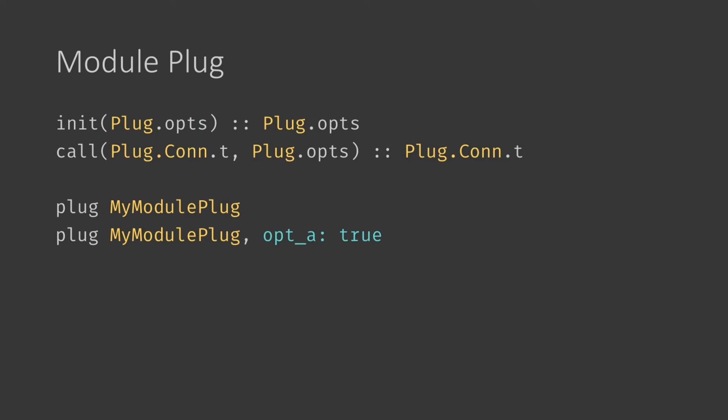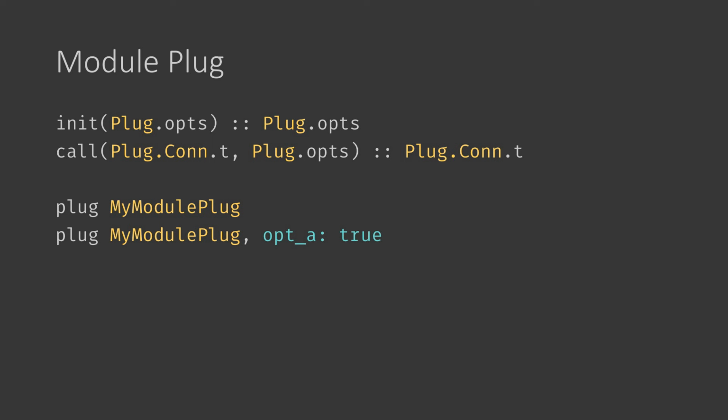Then the other option is a module plug. So these have a behavior that you can use, but it requires an init function as well as a call function. The call function is the same spec as the function plug, so you have a connection and a set of options, and then that function will return a connection that has been transformed. You set it up the same way, where you pass it the module and your options.